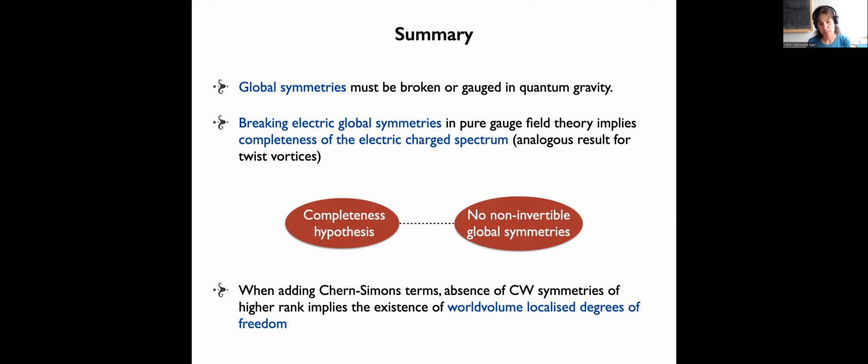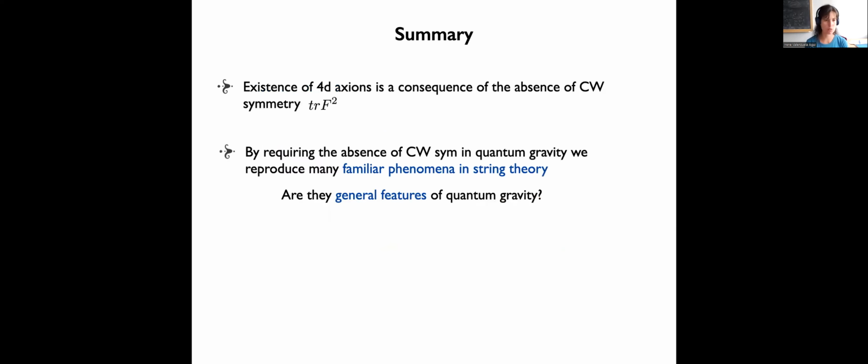And when you add Chern-Simons terms, the story gets more complicated. It seems to still work, but we are missing some general proof. But this is very interesting, because you can also argue for the existence of localized degrees of freedom and axions, and reproduce many familiar phenomena in string theory from this language of no global symmetries, which makes you wonder whether all these top-down features might be more general features of quantum gravity, if we think that no global symmetry should be a general feature of quantum gravity.